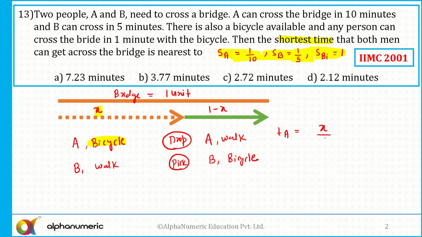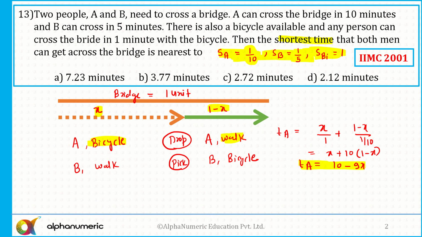So I can say X upon 1 plus the remaining distance is 1 minus X, and A is traveling this remaining distance by walking. And what is the speed of A? The speed of A is 1 by 10. So I can write 1 minus X upon 1 by 10. If you simplify it, you will get a very simple equation, that is X plus 10 into 1 minus X. You can see that you are not getting any fractional value. So X plus 10 into 1 minus X comes out to be equal to 10 minus 9X. So this is the time taken by A. The time taken by A is equal to 10 minus 9X.